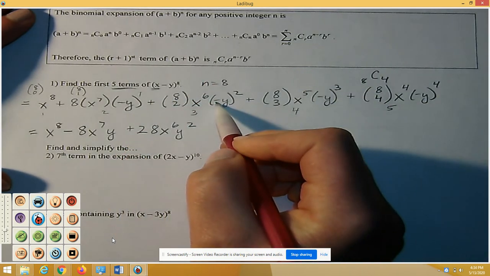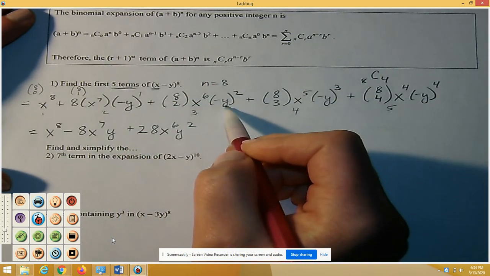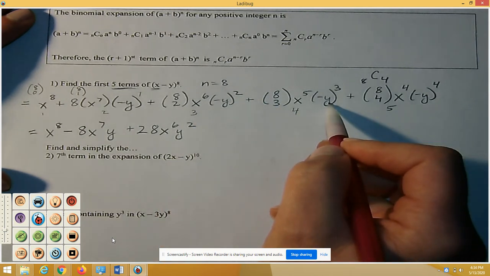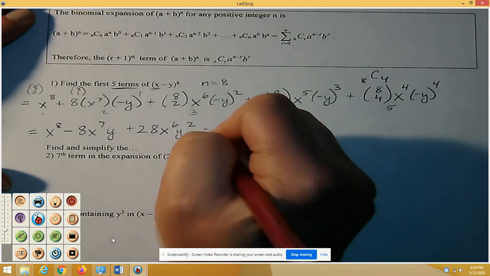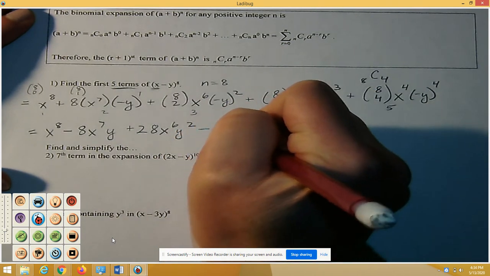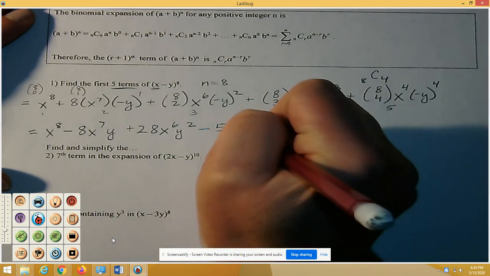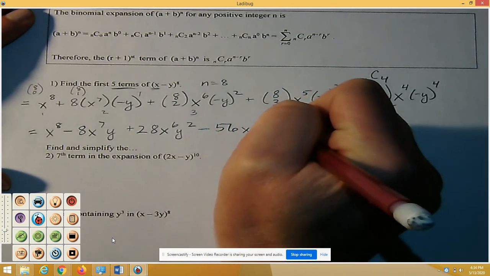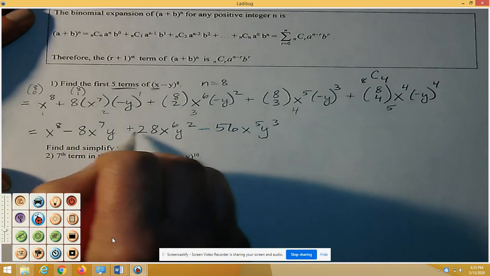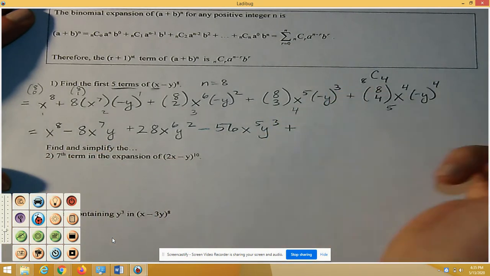This was a negative variable with an even exponent, so that became positive, whereas in the next one, this is going to be negative. So I'm going to end up with a negative. 8 choose 3 is 56, so I have negative 56 x to the 5th y to the 3rd, and then that repeating pattern of positive, negative, this next one's going to be positive.